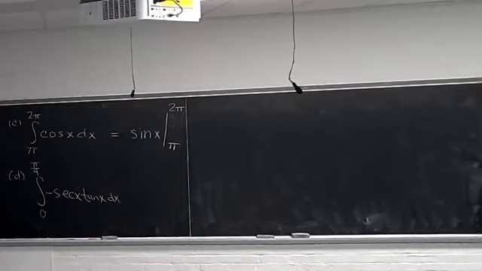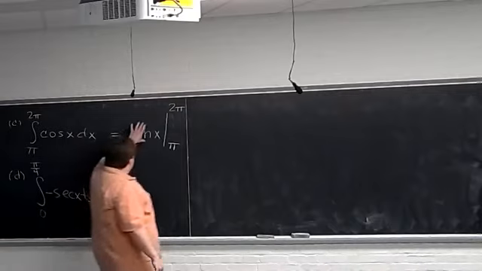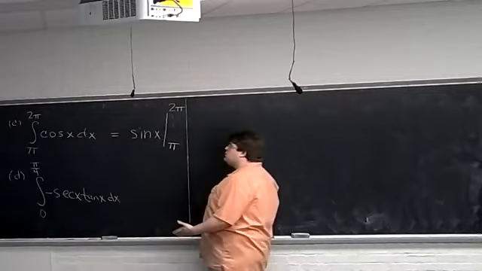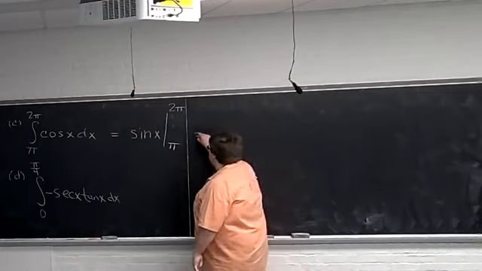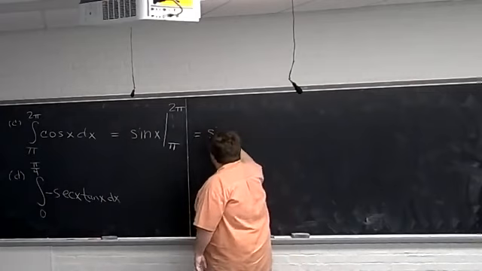In the second one, you had 3/4 x to the 4/3. Power rule, 4/3 and 3/4 cancel to 1. 4/3 minus 1 is 1/3. Here, derivative of sine is cosine, so this works. And what do we want to do? Evaluate at the endpoints and subtract.